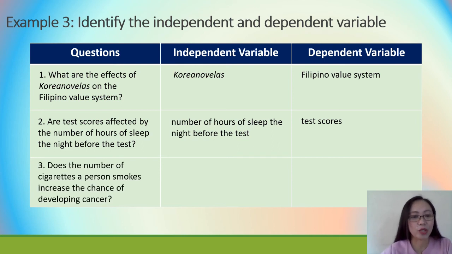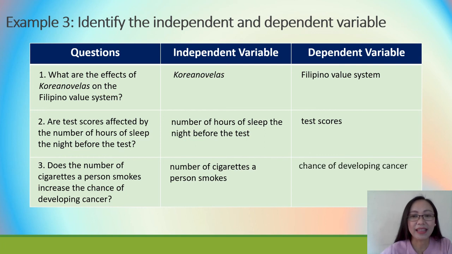Okay, the third question: does the number of cigarettes a person smokes increase the chances of developing cancer? So in this case, which is the independent variable? Which is the cause? The number of cigarettes a person smokes is the independent variable. This is the cause. And then the dependent variable is the chance of developing cancer. In this case, this is the effect.